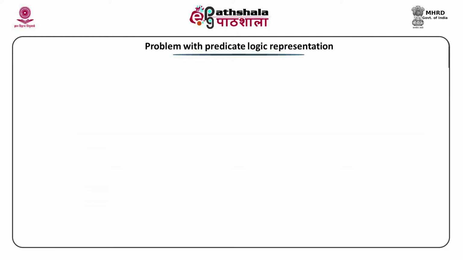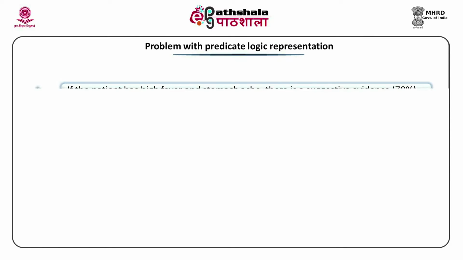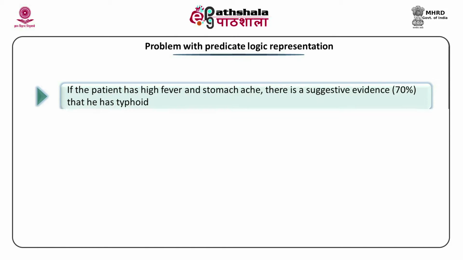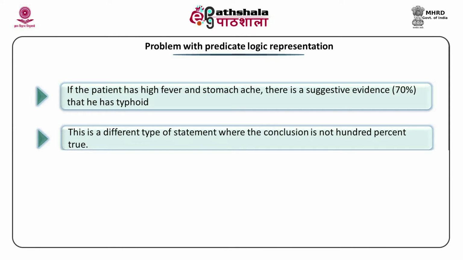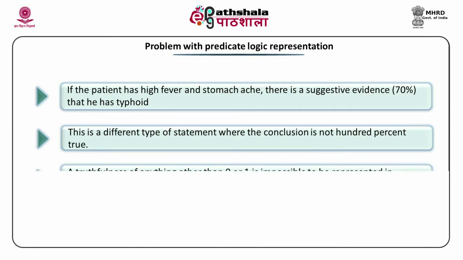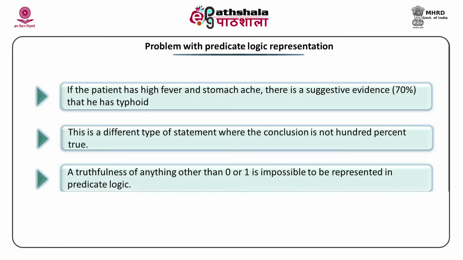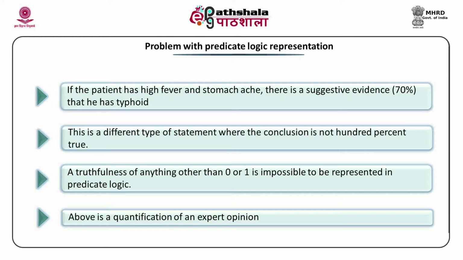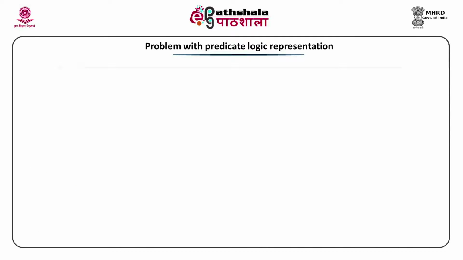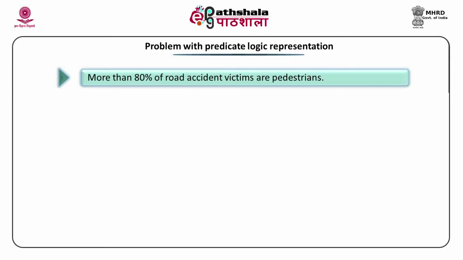No way. The other one: if the patient has high fever and stomachache, there is suggestive evidence that there is a 70% chance that the patient has typhoid. Now, again you can see that the statement might be true for 70% of the patients and for 30% of the patients it is false. How will you represent this relative degree of truthfulness, 70% true? Predicate logic is binary, 0, 1, false, true, nothing else. Here it is 70%, something in between. So, that is hard. The other one: in more than 80% of road accidents, the victims are pedestrians.